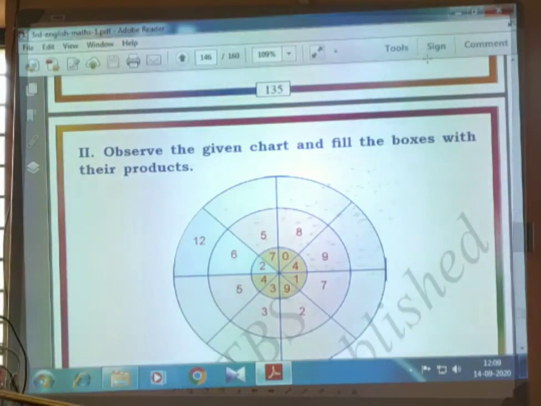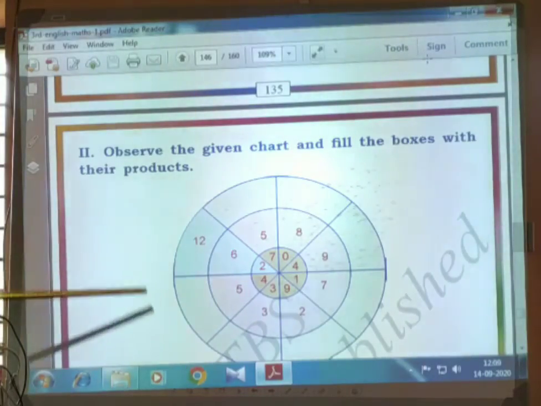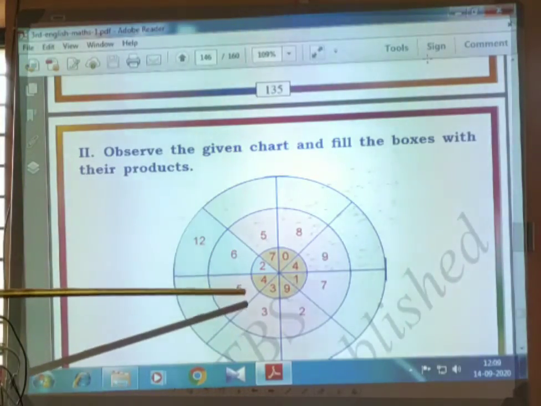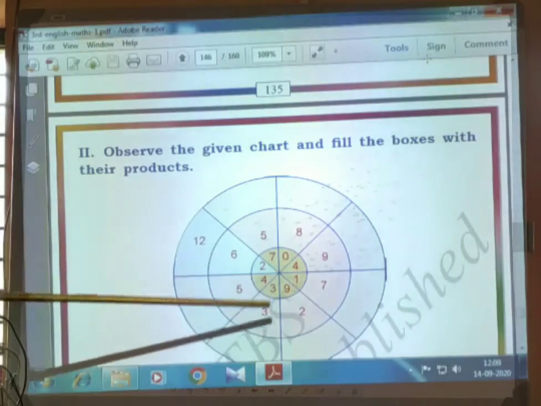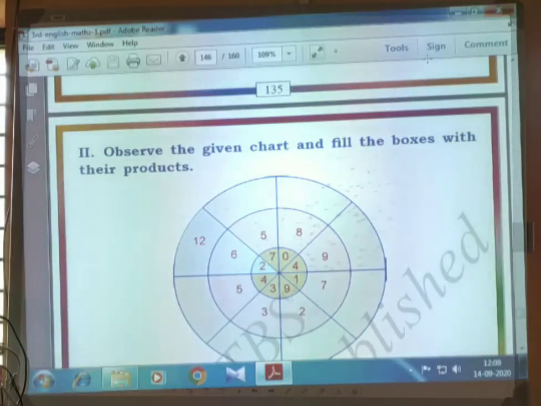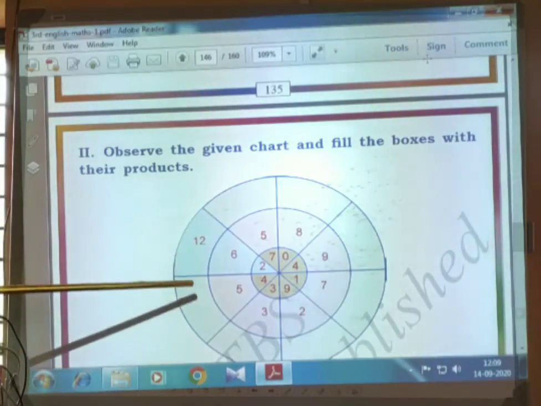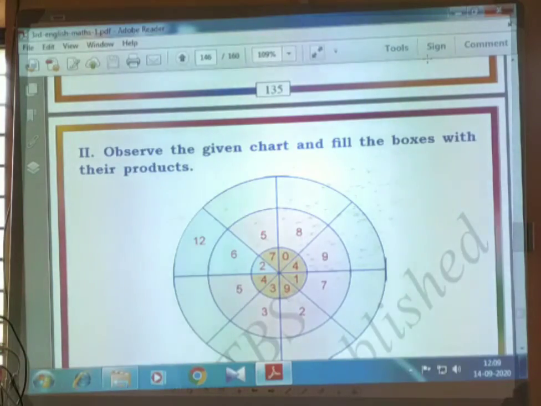Observe the given chart and fill the box with their product. Okay, 3 circles are there. In the inner circle, some numbers are there. In the outer circles also, some numbers are there. In the last circle, you have to write the answer.